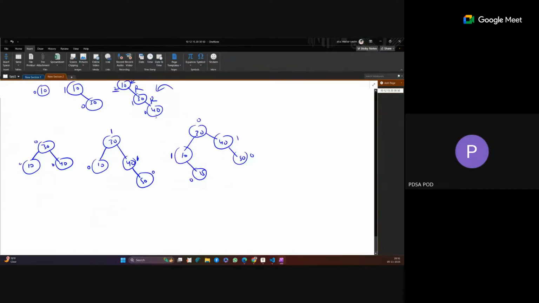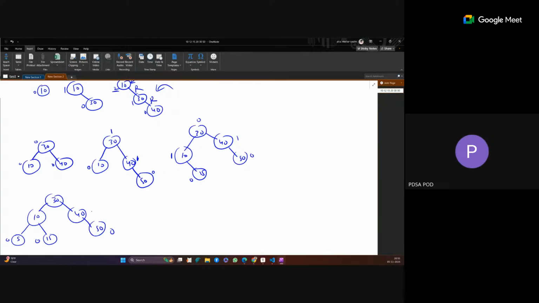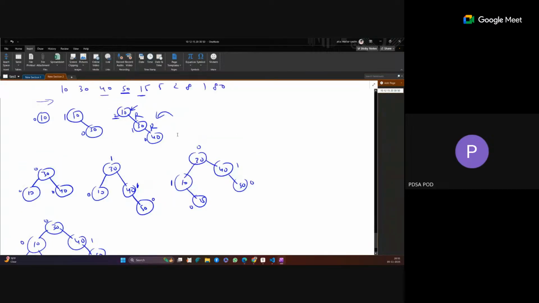Now see 5. Let's add to 30, 10, 40, 50, with 15 here. 5 is smaller than 30 and smaller than 10, so 5 will be inserted here. Again 0, 0, 0, 1, here 0, 1 minus 1, 0, here 2 minus 2, 0. So this is still balanced.